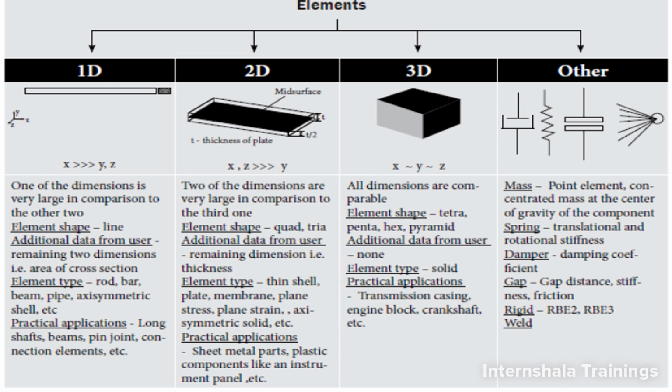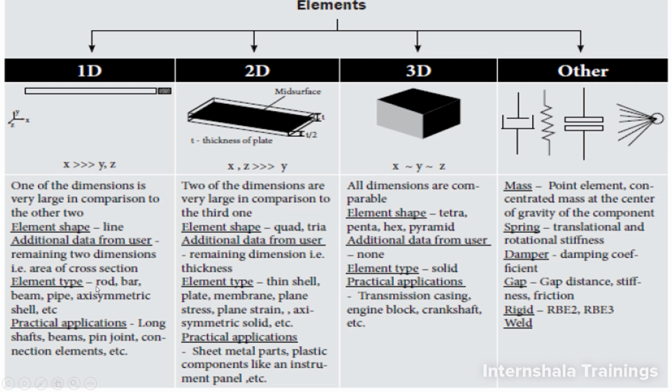Coming to the element types used for meshing, there are 1D elements, 2D elements, 3D elements, and other elements. So coming to 1D elements, where are we going to use such type of elements? When we take a geometry where one direction or one dimension is very large compared to the other two dimensions, then we can mesh that particular geometry with 1D elements. So see here, one of the dimensions is very large in comparison to the other two dimensions. So the element shape is in the form of a line, and we need to provide the other two dimensions in the form of a cross section to this particular element.